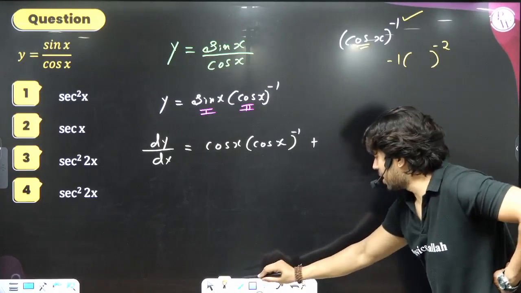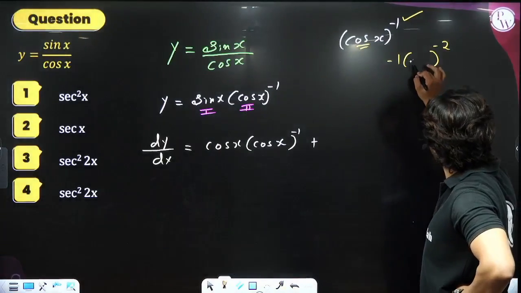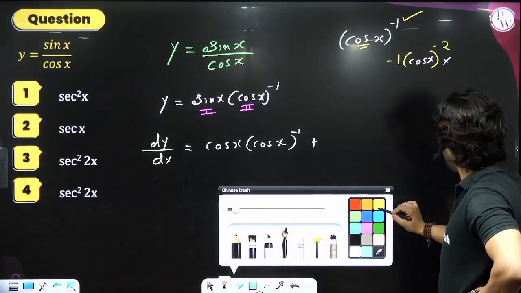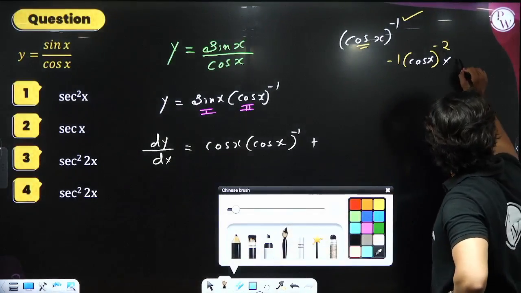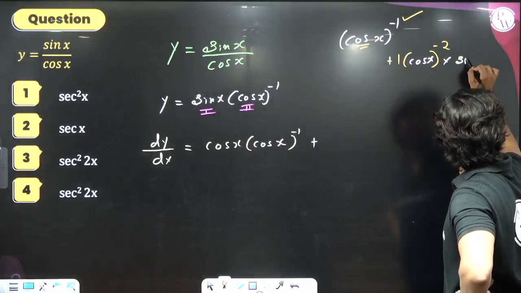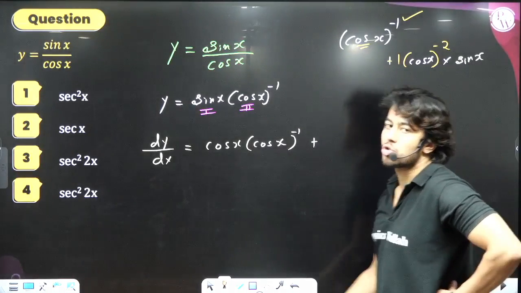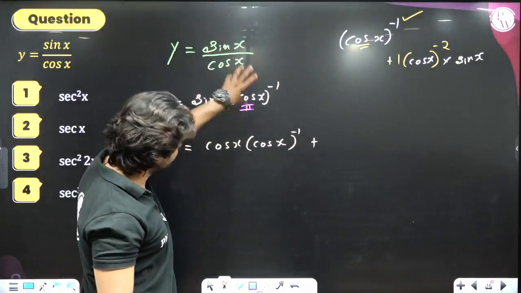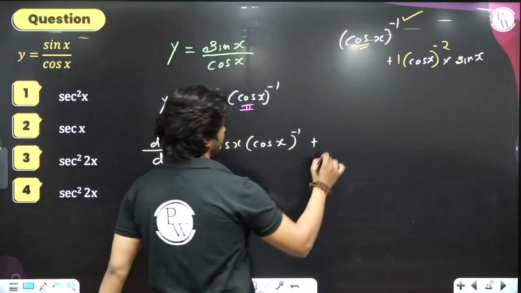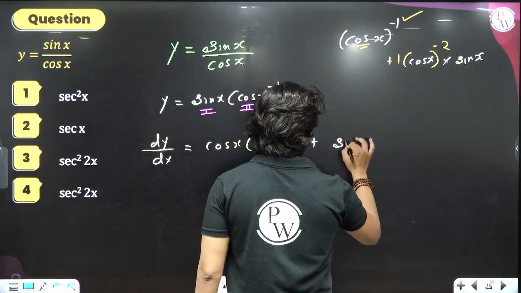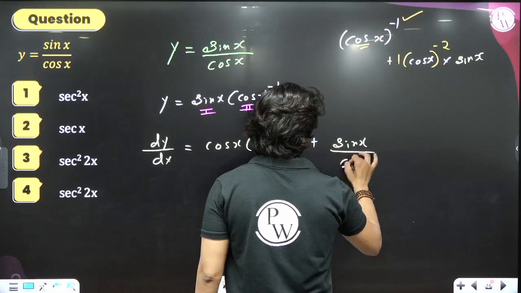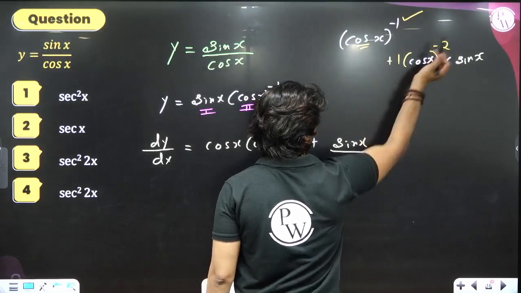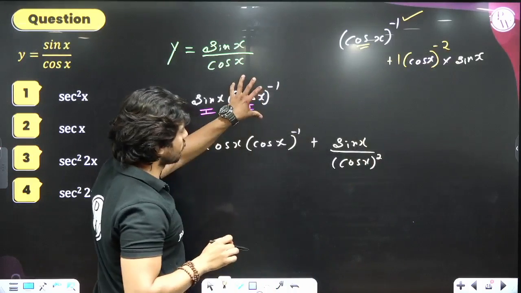What is inside the bracket? It's cos x, into the differentiation of the inner function. What is the inner function's differentiation? It is minus sin x. So the answer is sin x upon cos square x. This is the differentiation of cos x to the power minus 1. Substituting it, that's going to be sin x divided by cos square x, cos x to the power minus 2. This is the differentiation of the second function.